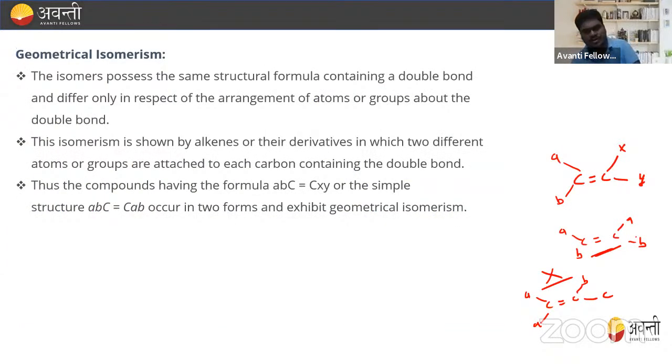Geometrical isomerism: an important note here is that it requires a restricted rotation system. It means a double bond in which 2 different groups must be present. If 2 different groups are not present, then it will produce a problem. So 2 different groups must be present. It is the isomerism shown by alkenes or their derivatives in which 2 different atoms or groups are attached to each carbon containing the double bond. These are some essential features of geometrical isomerism you must know, right? I hope this is clear to you.